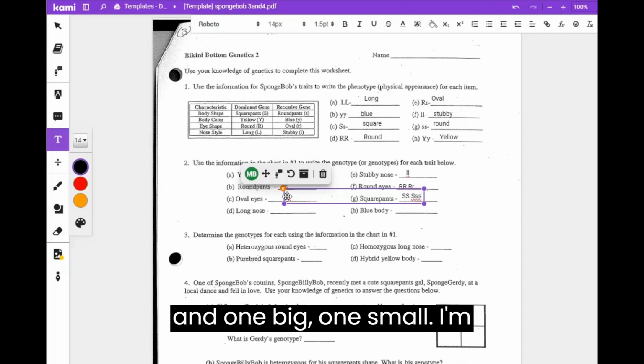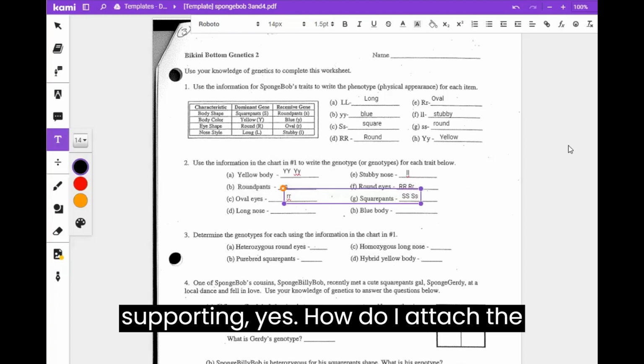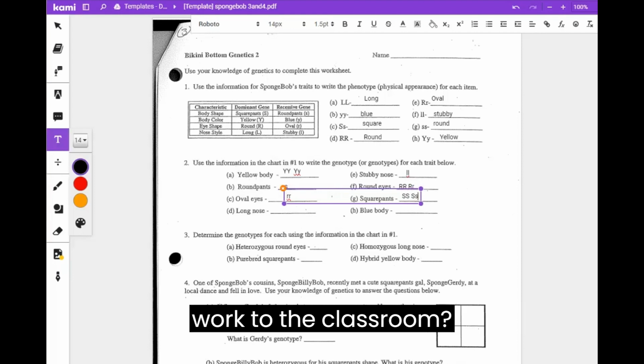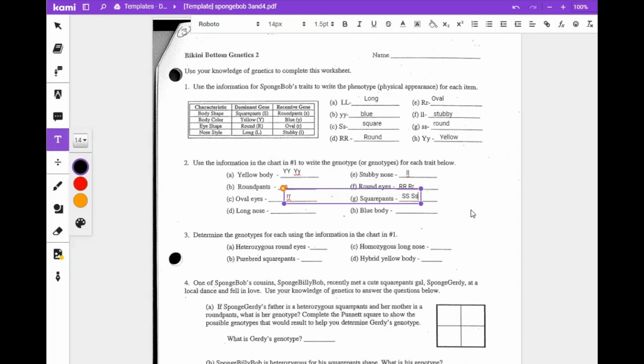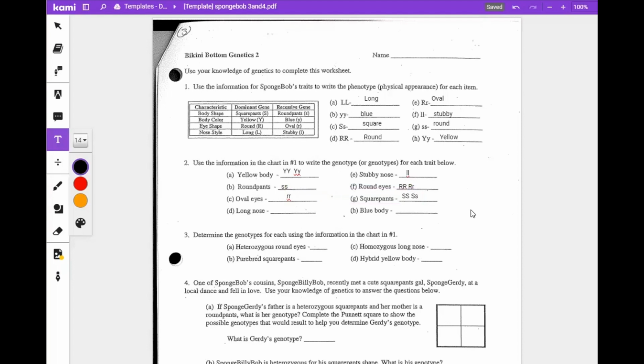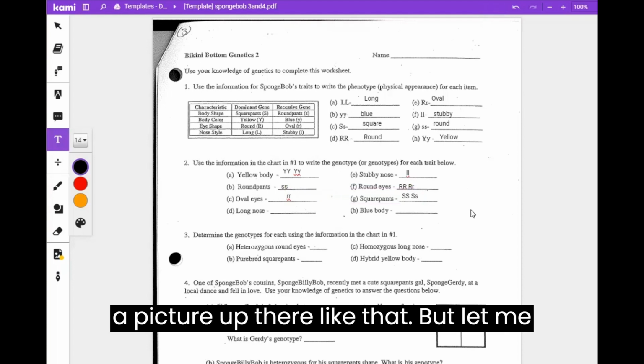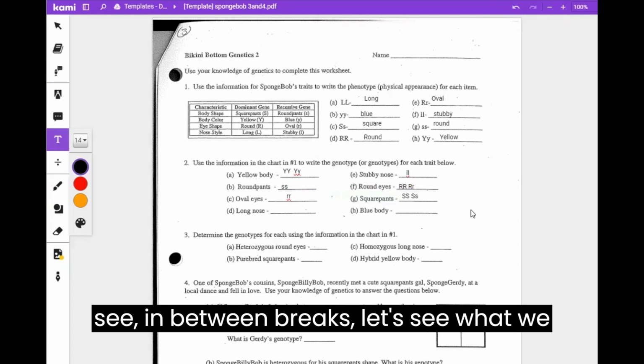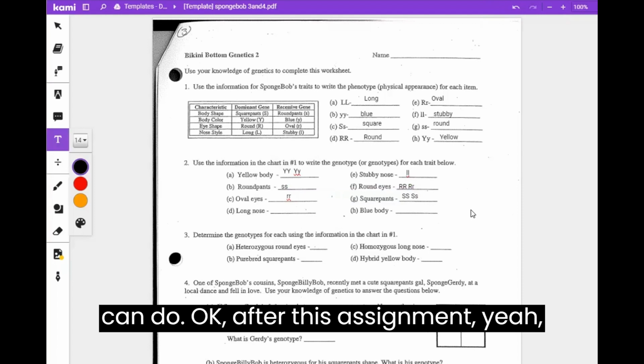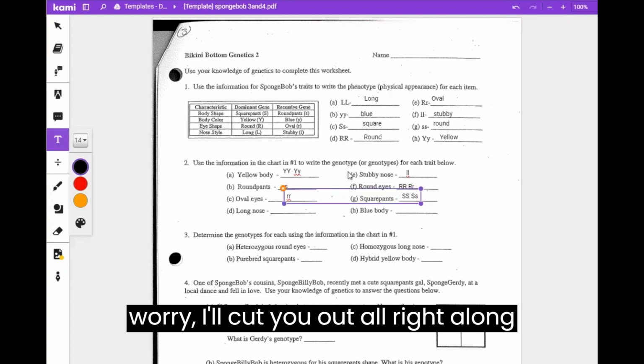Mr. Borden, how do I attach the work to classroom? If you take a picture of it, you can always put a picture up there. But let me see. In between breaks, let's see what we can do. After this assignment, we'll see what we can do. And don't worry, I'll cut you out.